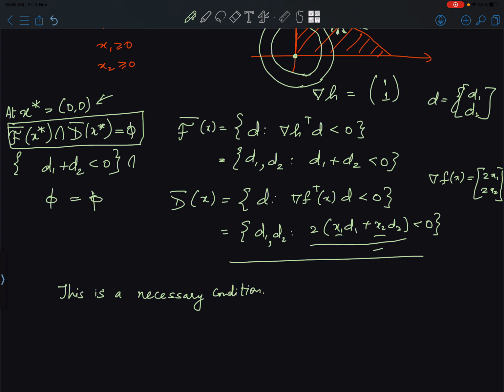So in the next sub lecture we'll talk about KKT conditions, which will basically give me some conditions on how to solve constrained optimization problems. Okay.